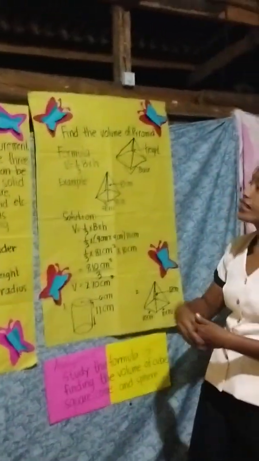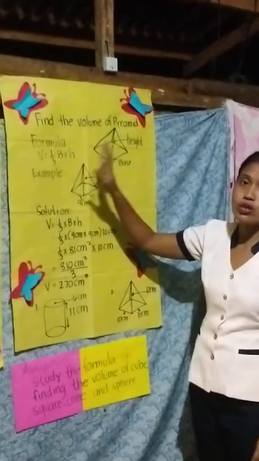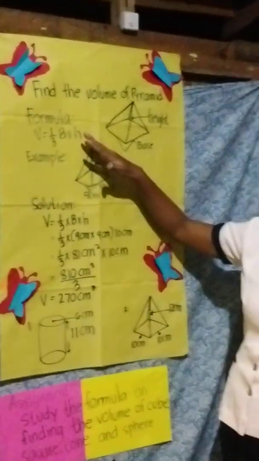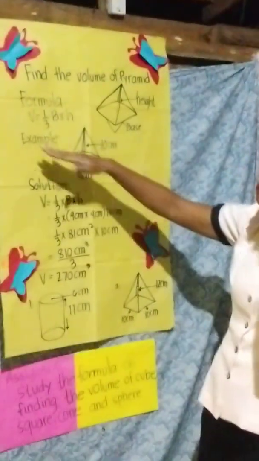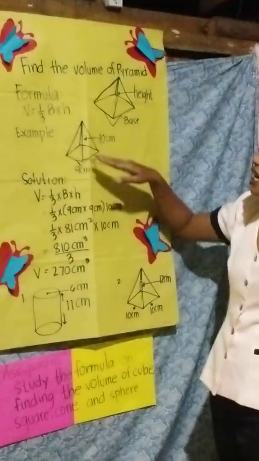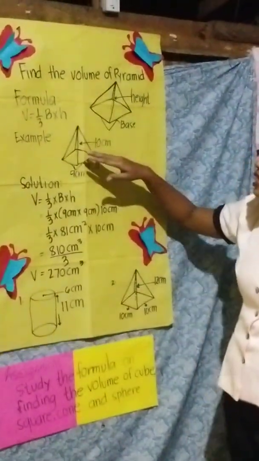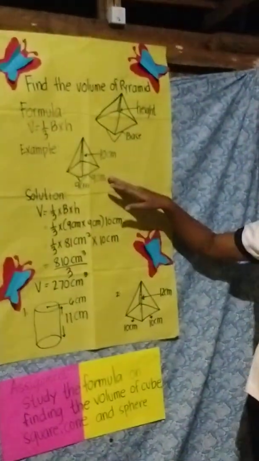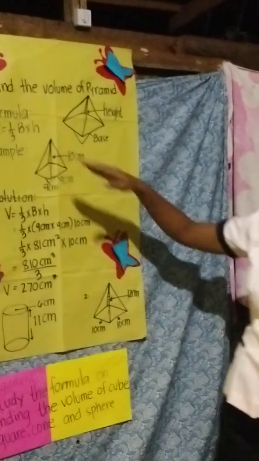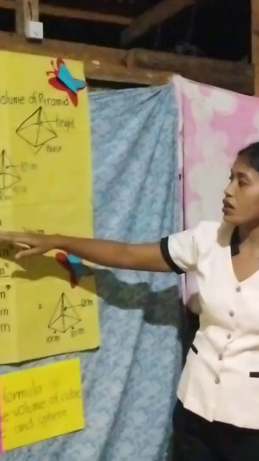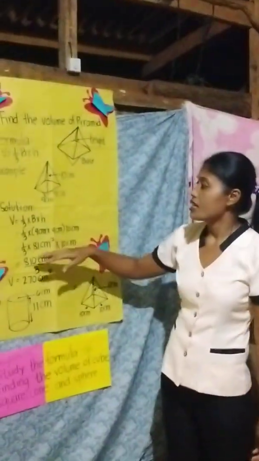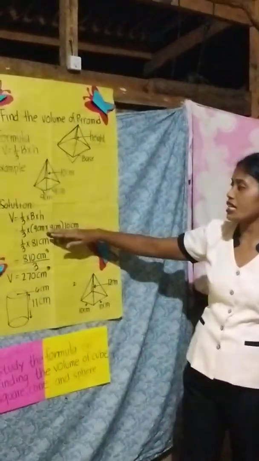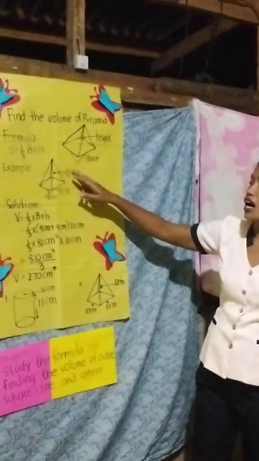In finding the volume of the pyramid, class, we use the formula V equals 1/3 base times height. For example, the height of this pyramid is equal to 10 cm and the base is 9 cm by 9 cm. So, using the formula V equals 1/3 times B times height, that is 1/3 times the base 9 cm times 9 cm times 10 cm, the height.